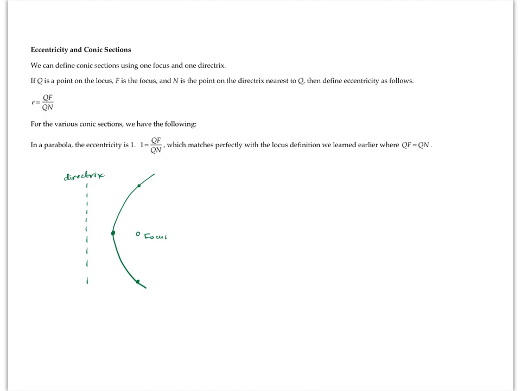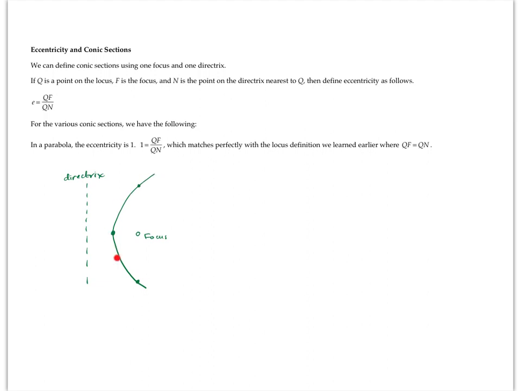So in the scenario where we had a parabola, we actually were using eccentricity equal to 1. So in other words, 1 equals QF over QN. And that means, of course, when I multiply both sides by QN, that QF and QN are equal, which was exactly our locus definition of a parabola.